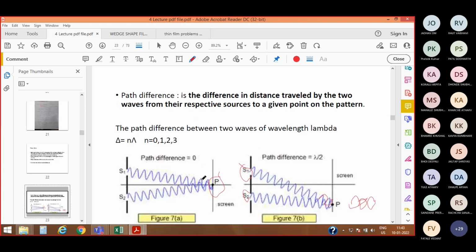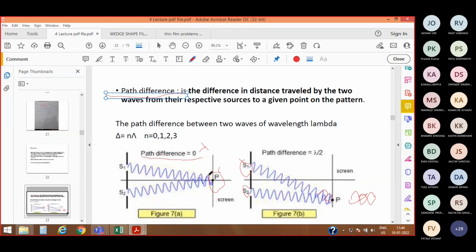Then we had seen this equation. What is path difference? Path difference क्या होता है? The difference in distance traveled by the two waves from their respective sources to a given point on the screen. So this is wave S1 that is coming. This is S2 wave that is coming from this slit. At that point, the path difference is equal to 0. It means they are in phase. So wavelength is lambda here. Wavelength क्या है? Lambda है. When one wave is superimposed with another, then at that point we are getting the constructive interference on the screen.